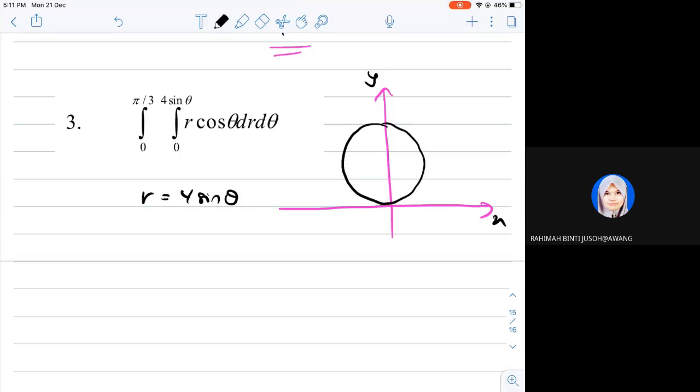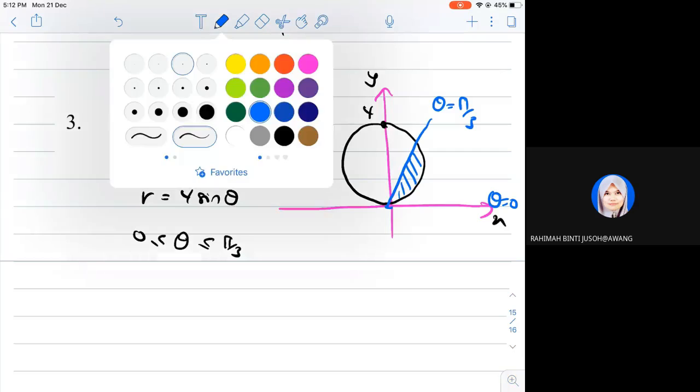Chapter 1. This is what I said earlier, the lesson in chapter 1 will be used again in chapter 4. So here is 4, right? And then we have theta from 0 until pi over 3. So of course we know that here is theta equals to 0 and then pi over 3 is 60 degrees. So should be here, pi over 3. So should be this line. Okay, therefore the region R should be this. Alright, so let us proceed with the integration.